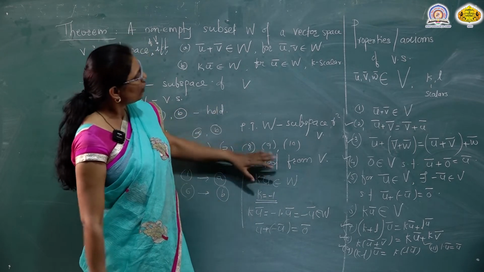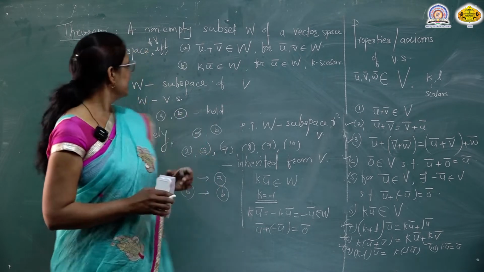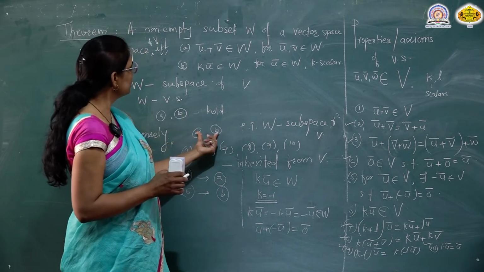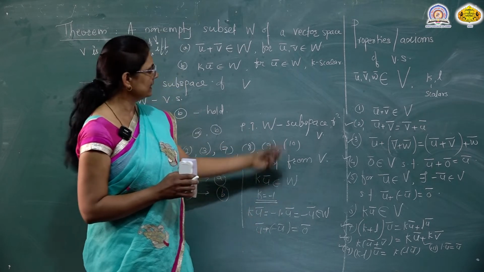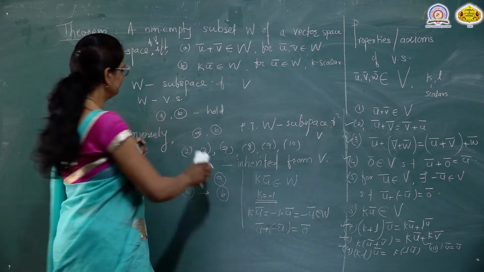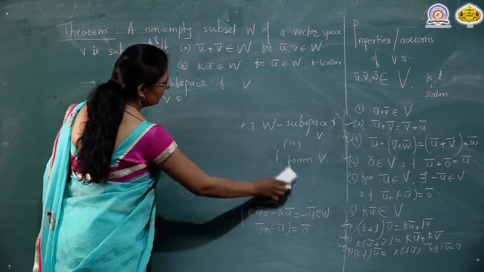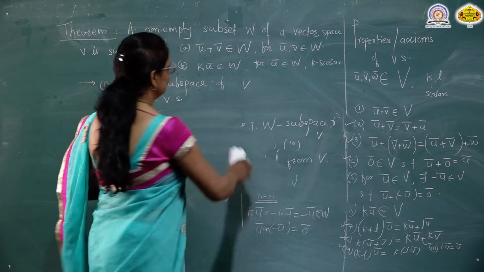Okay, so all the 10 axioms are true here, and therefore if these two conditions are fulfilled, then W is itself a vector space, and that's why it is a subspace of V. So remember, this is a very important result for solving the problem.